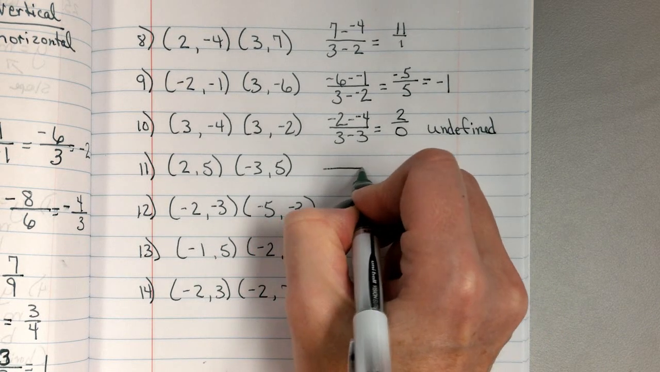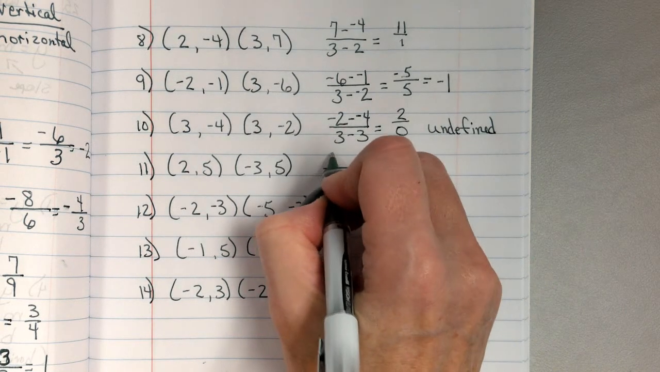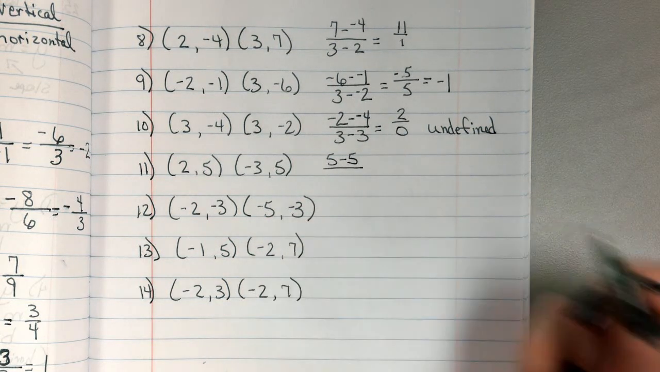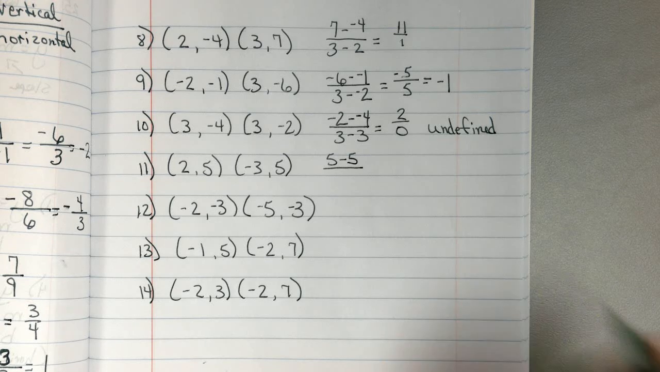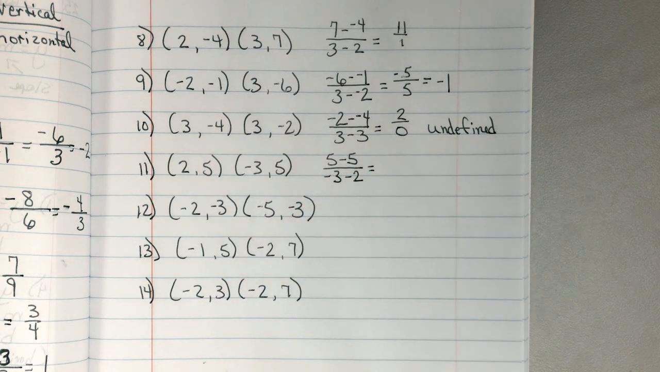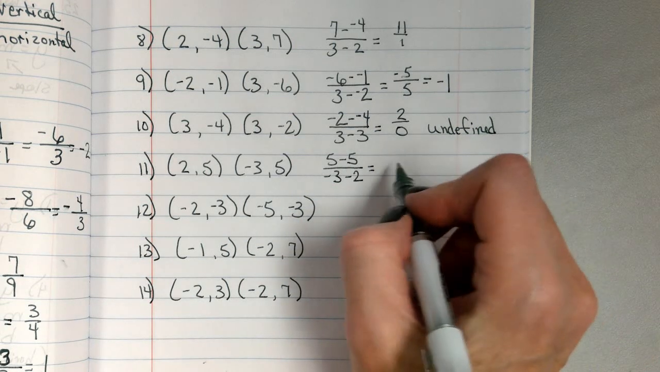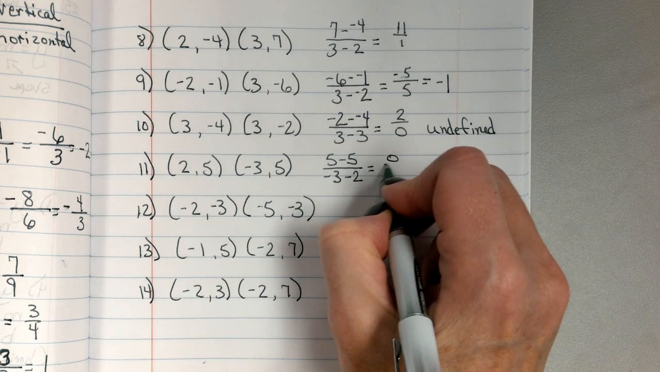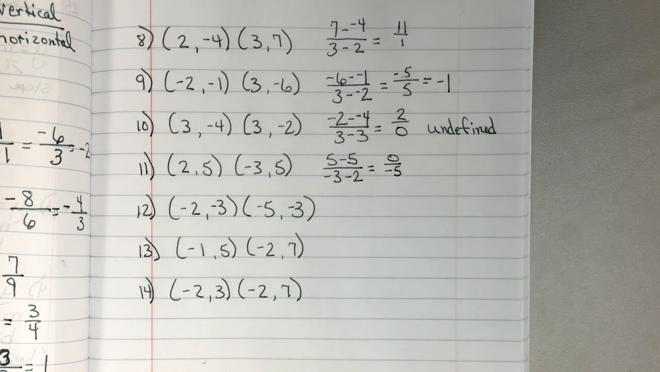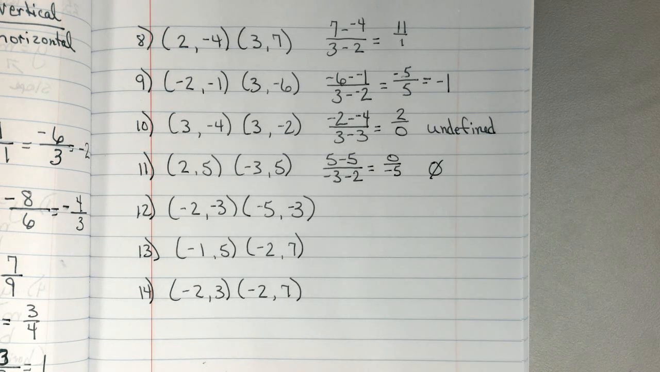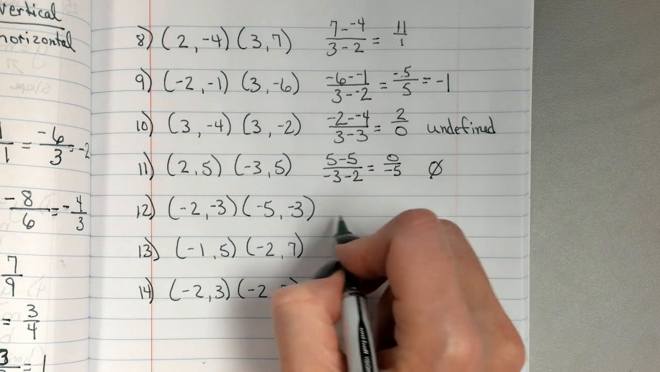All right, 11. Trinity, what'd you put on top? Okay, and on bottom? 3 minus negative 2. Negative 3 minus 2. There you go, negative 3 minus 2. Okay, and then so what'd that give you on top? 0. And on the bottom? Negative 5. And so what do you really have? 0. How many got 0 on 11? Okay, good.